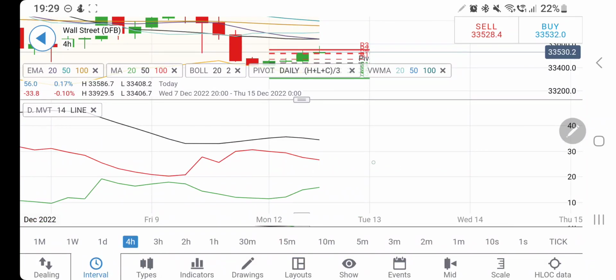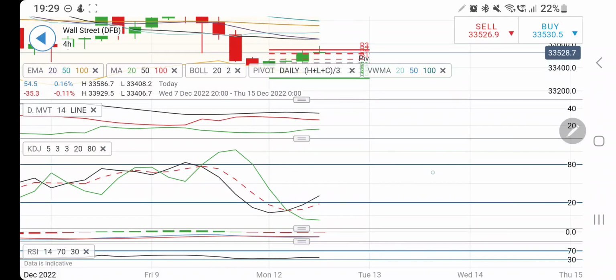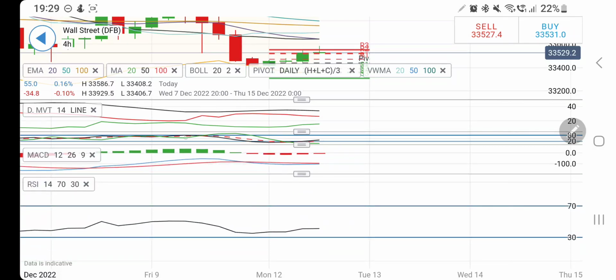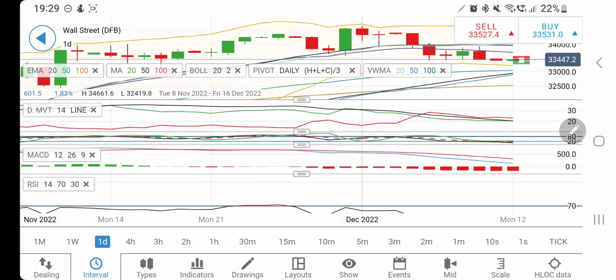Directional movement, bearish and trying to converge. Stochastic was oversold, now looking upwards, it has come out of the oversold zone. The MACD is bearish and trying to converge, then RSI is trading flat near the bottom there.